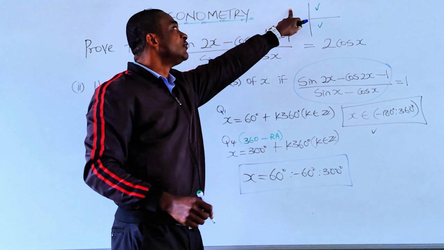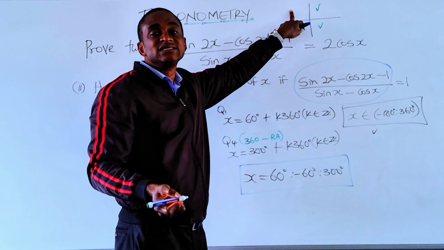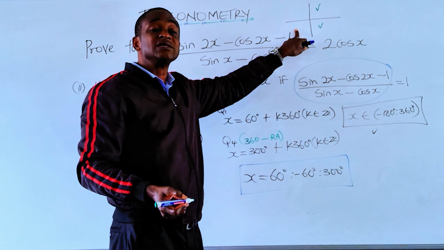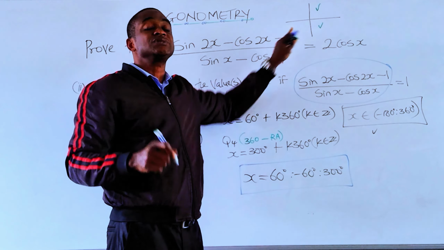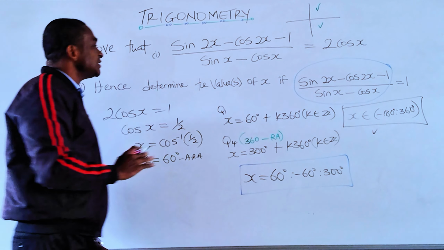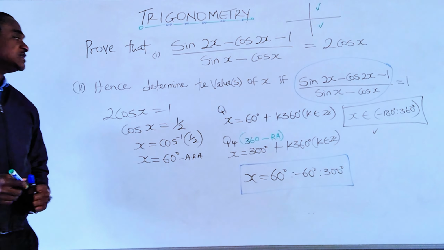So if it was in the second quadrant, we have 180 minus or 90 plus. If it was in the third quadrant, we have 180 plus or 270 minus. So this is the approach for this type of problem.